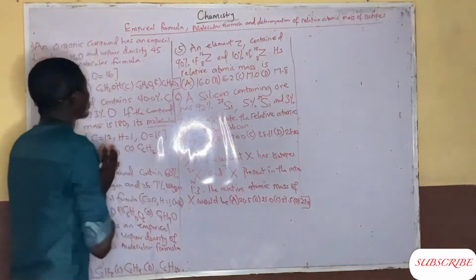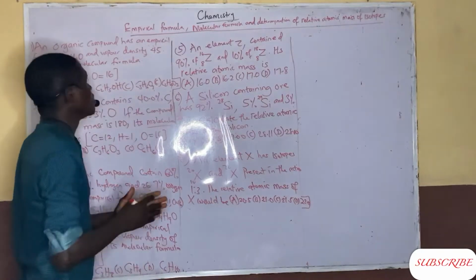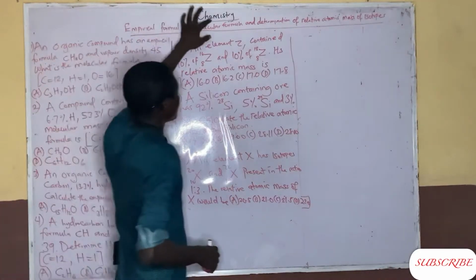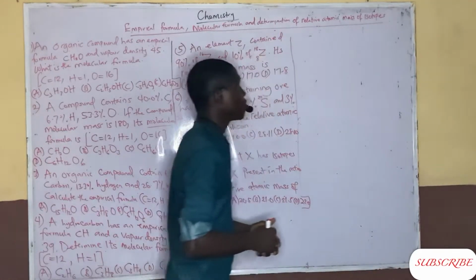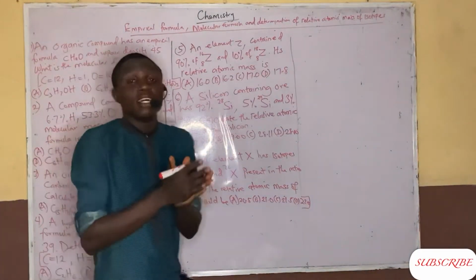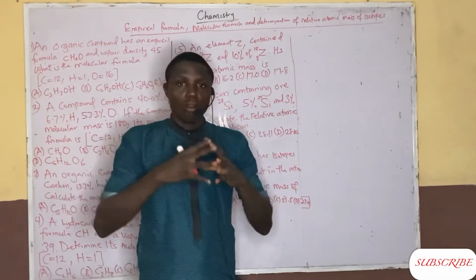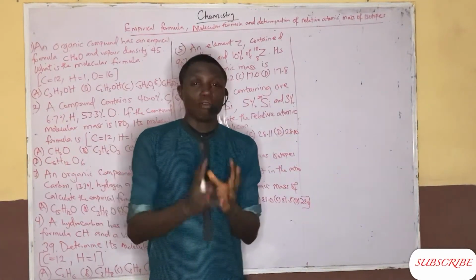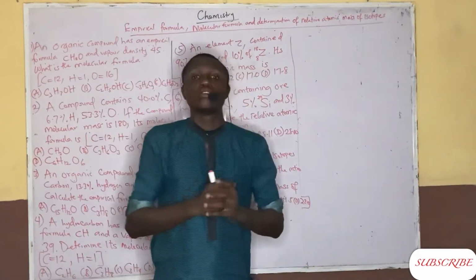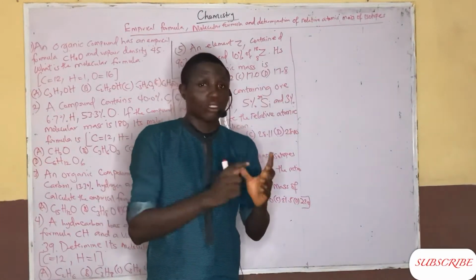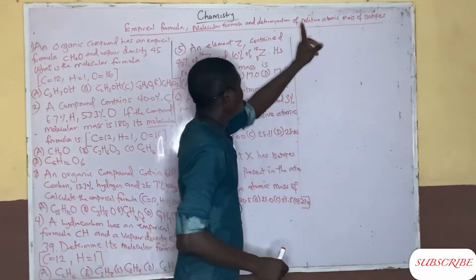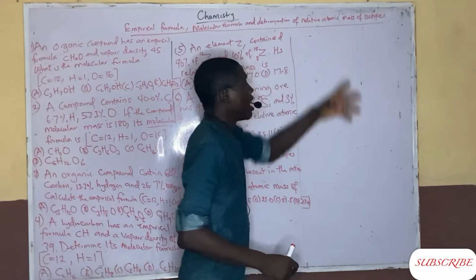Today we are going to be considering a topic under chemistry. This topic is tagged empirical formula, molecular formula, and determination of relative atomic mass of isotopes. The empirical formula has to do with the simplest ratio of a particular compound. It is the simplest form of any given compound, while the molecular formula is the multiple ratio of a given compound, and it's also defined as the actual formula of any compound.